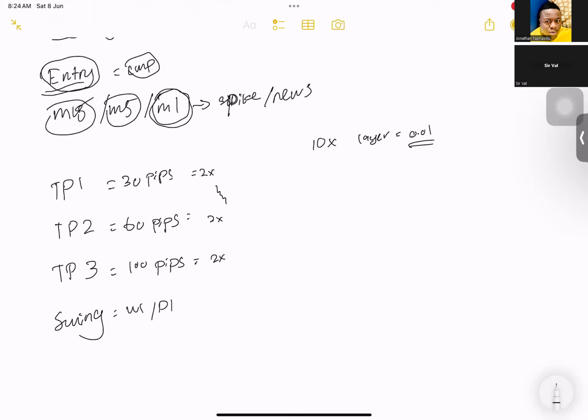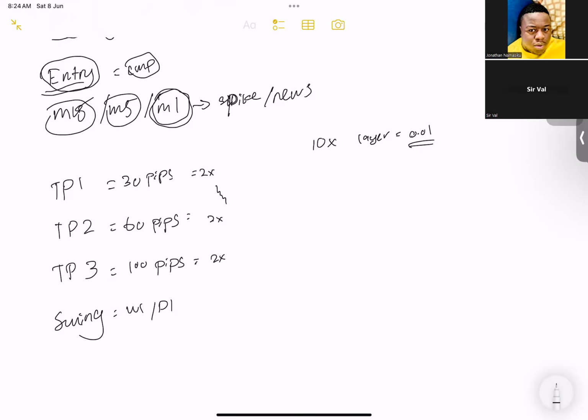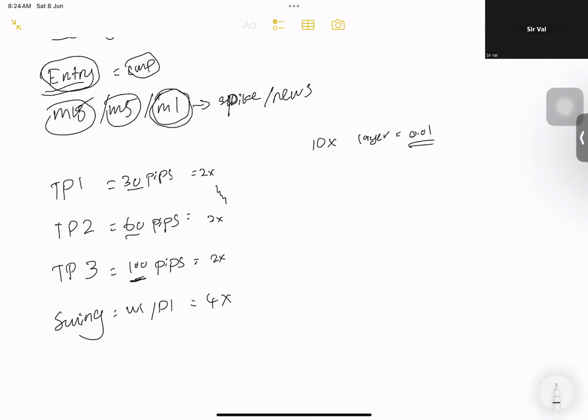For me, it's better to secure level by level, meaning 50 pips, 60 pips, and 100 pips. So you will have your scalping profit and your intraday profit at 100 pips, and you also will have the swing. The 4 layers left, it depends on you.